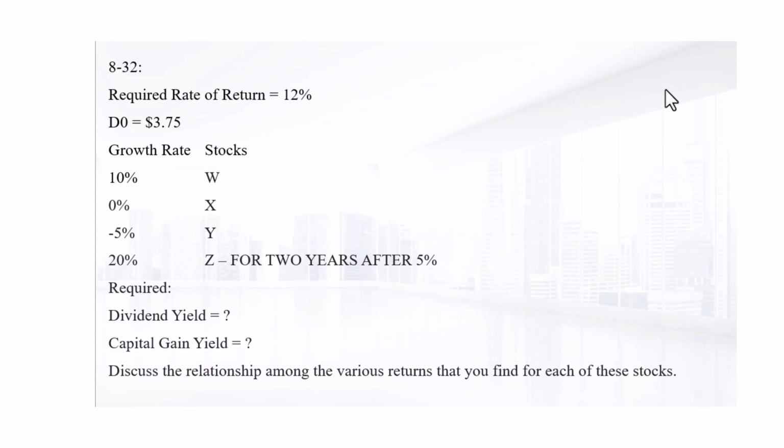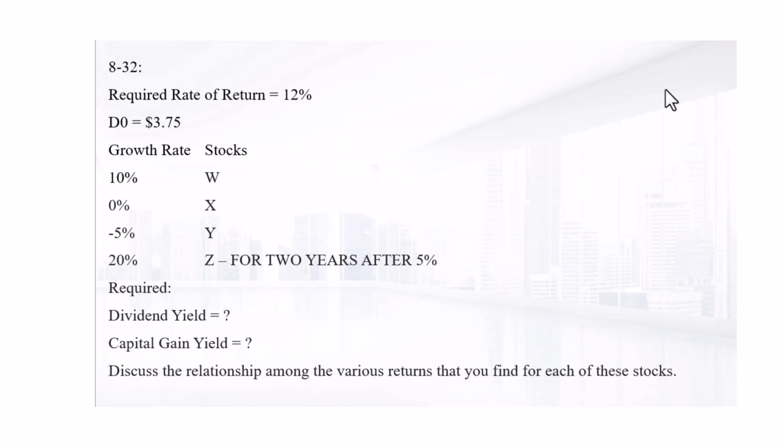Stock Z is a growth stock that will increase its dividend by 20% for the next 2 years and then maintain a constant 5% growth rate thereafter. What is the dividend yield for each of these 4 stocks? What is the expected capital gain yield? Discuss the relationship among the various returns that you find for each of these stocks.